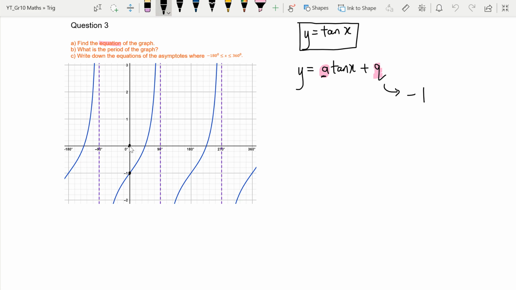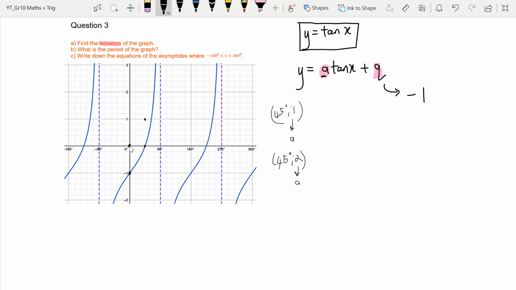Well, in the previous video, I also brought it to your attention that the point (45 degrees, 1) is a very important point. So if we are at (45 degrees, 1), then it means the A value is 1. If we are at (45 degrees, 2), it means that the A value is 2. Okay, but now we need to consider that we moved it 1 down.